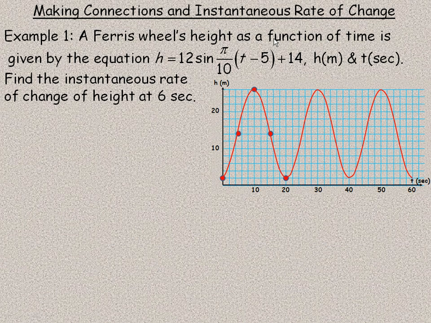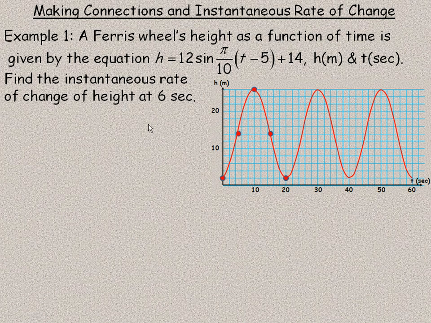Height depends on time here. It's written as a function of time, and it's given by this equation. The height is 12 times the sine of pi over 10. Notice that we have a pi here, so we're measuring the angle in radians, times t minus 5, plus 14. The height's measured in meters and the time is in seconds. And we're asked to calculate the instantaneous rate of change for the height at 6 seconds.